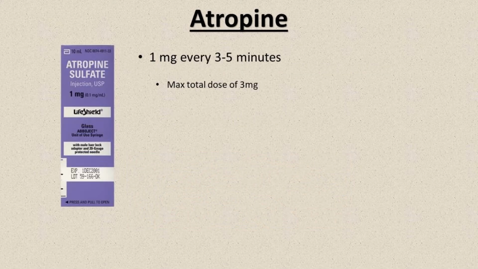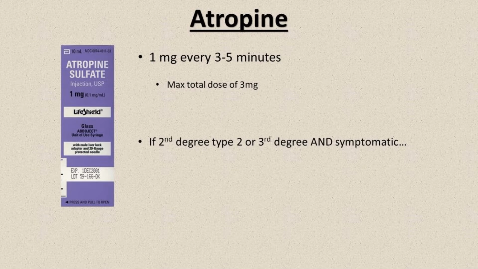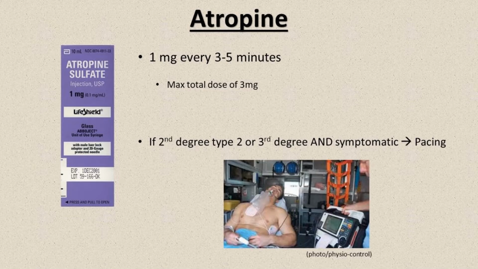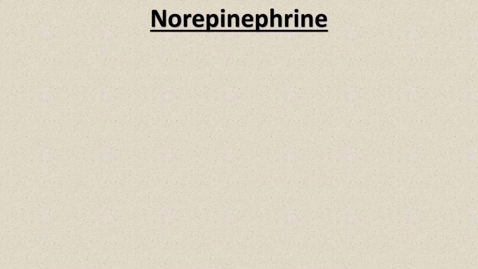Our atropine dosing is 1 milligram every 3 to 5 minutes as needed, up to a max dose of 3 milligrams. Also remember that with second degree type 2 or third degree or complete heart blocks, atropine may not be effective since there's a complete disassociation of the nodal firing within the heart. For these patients, while we can still give atropine, a better course of action is to go straight to pacing if they are symptomatic.